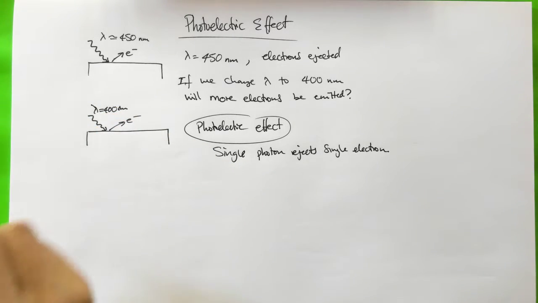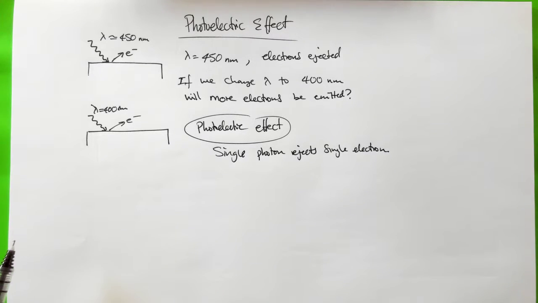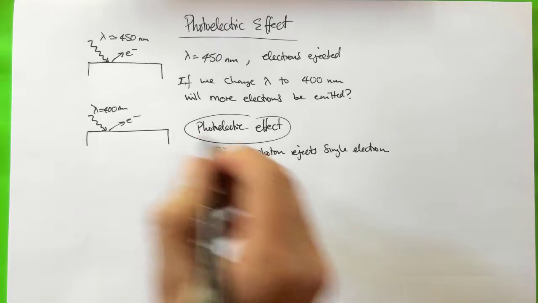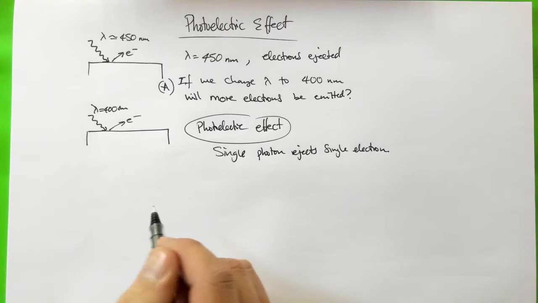So, if we make the wavelength shorter, no matter what we do to the intensity, one photon is still going to eject one electron. So if we say the intensity is the same, if by that we mean that the same number of photons are present, then the same number of electrons will also be emitted. So hopefully that makes sense. So that would be question A. If we change lambda, will more electrons be emitted? And the answer is no.